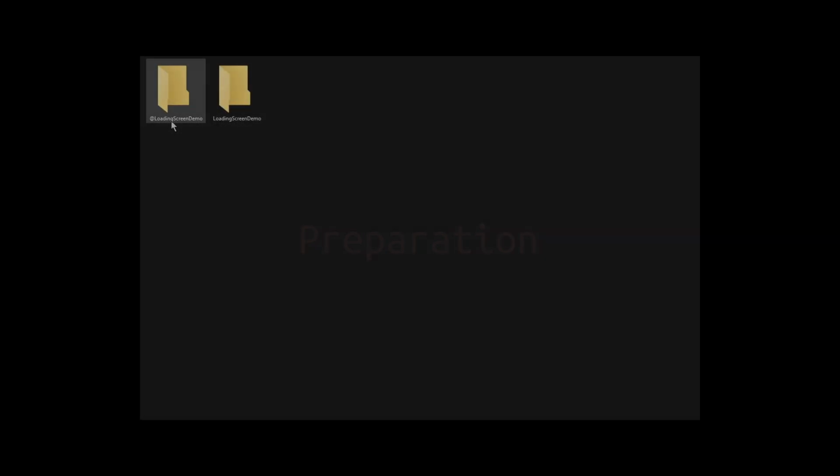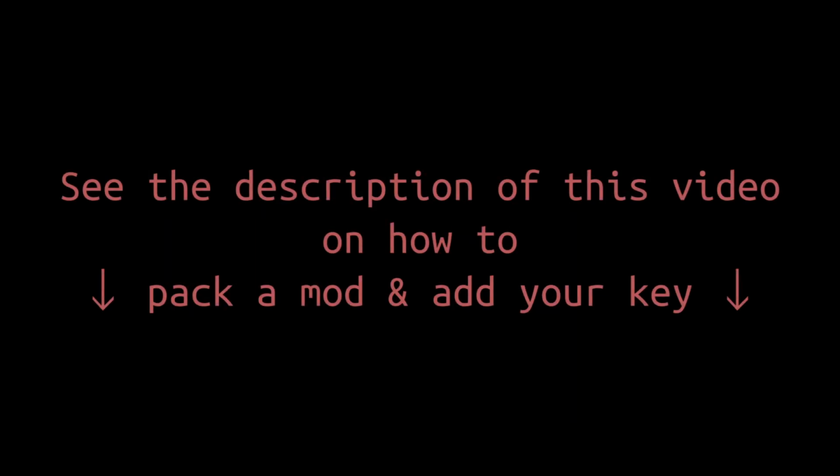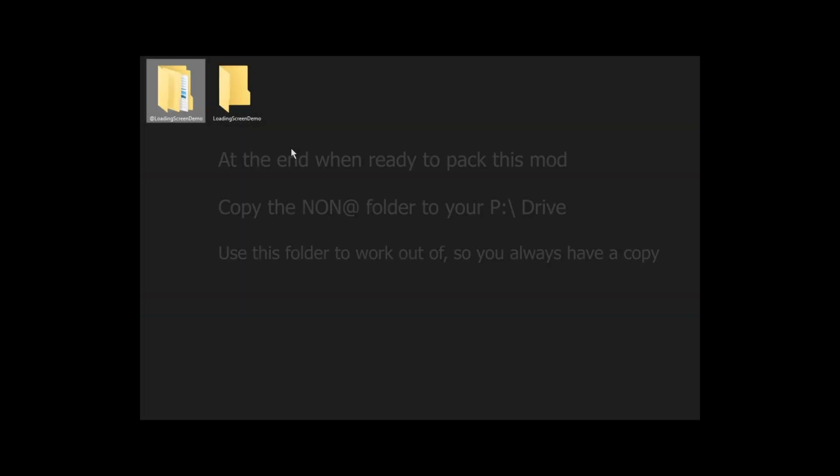Preparation. Let's begin by making two blank directories, same name but one has an @ symbol to begin. Inside of the @ symbol directory, make two folders, one named add-ons and one named keys, and this will be the output directory of your packed mod when you are finished. We will not be covering how to pack a mod here. See the description for links to help videos on that.